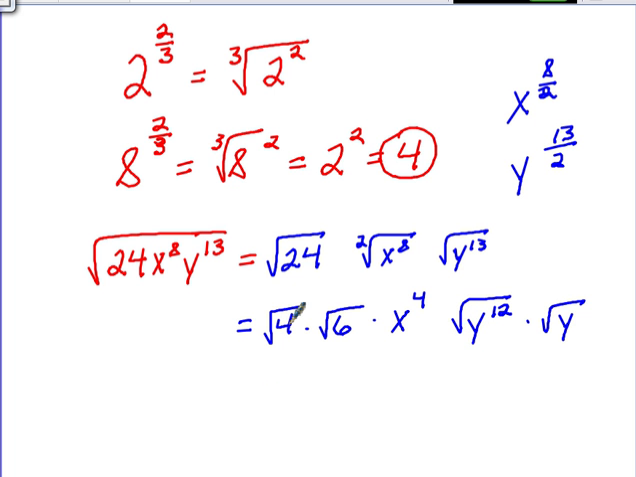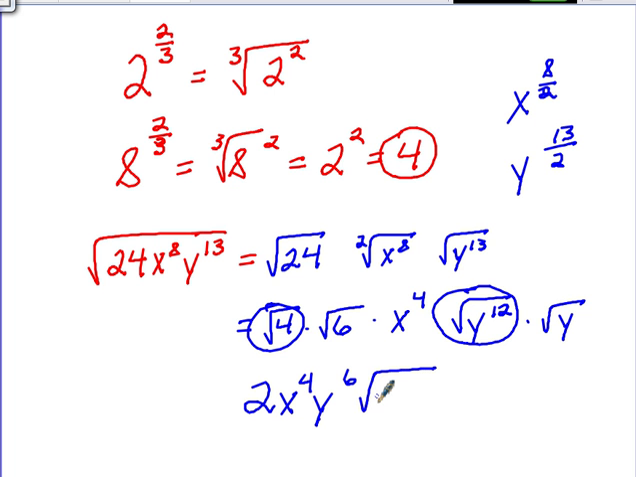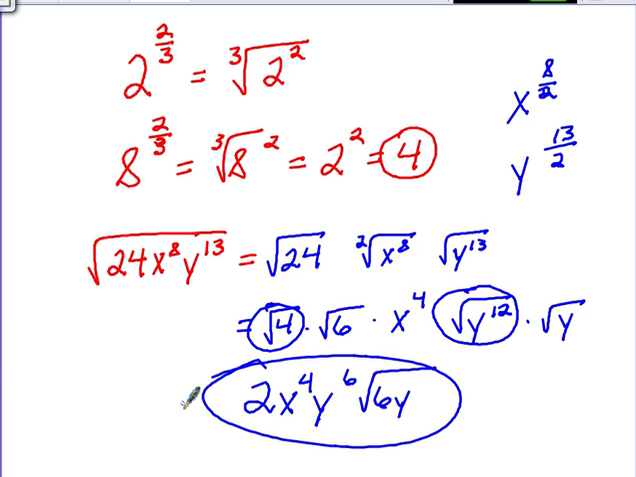So now let's clean this up. Square root of 4 is 2. We've already taken x to the 4th out. The square root of y to the 12th, that's 12/2 power, that'd be y to the 6th. The stuff under the radical, leave under the radical. That's how that would simplify.